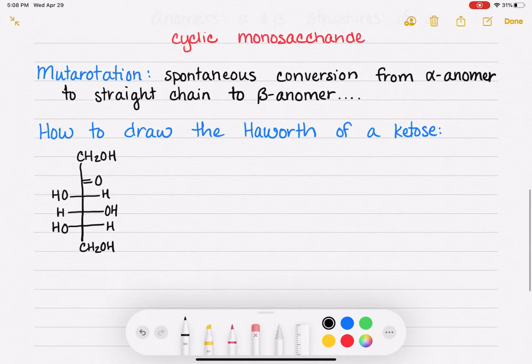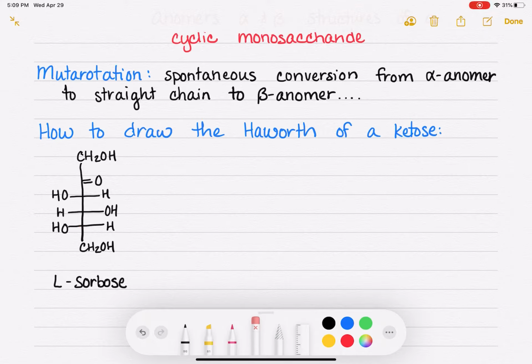And so before we turn this into a Haworth structure, I'm going to tell you that this is sorbose. And is this the D or the L sorbose? Remember where you need to look. One carbon up from the bottom, the OH group is on the left-hand side, so this is our L sorbose.